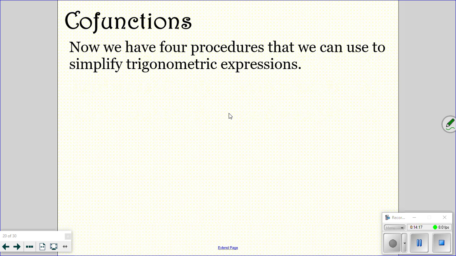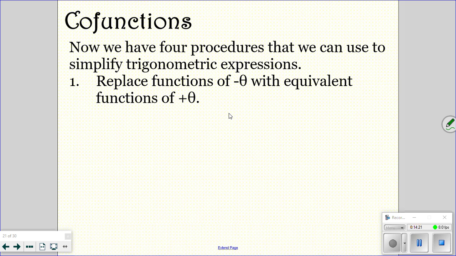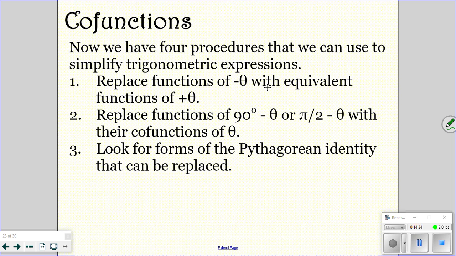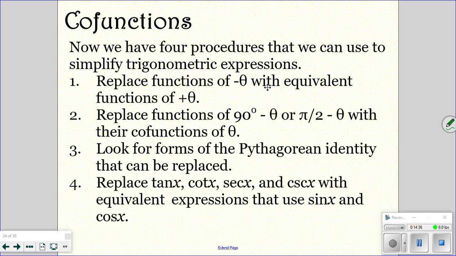So now we have 4 procedures we can use to simplify trig expressions. We can replace negative theta with positive theta. We can replace either 90 minus theta, or if they put it in radians, pi over 2 minus theta with one of the cofunctions that we just looked at. You can use a Pythagorean identity, or you can replace tangent, cotangent, secant, cosecant with sines and cosines. So those are the things that you're going to want to use to simplify your trig identities.